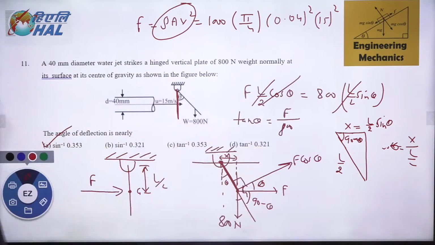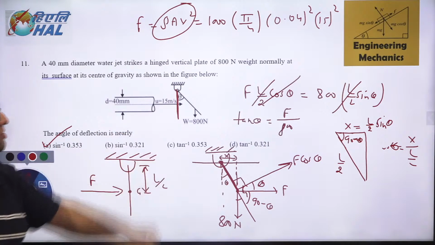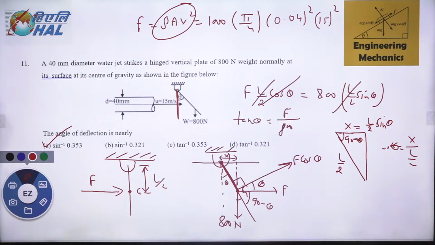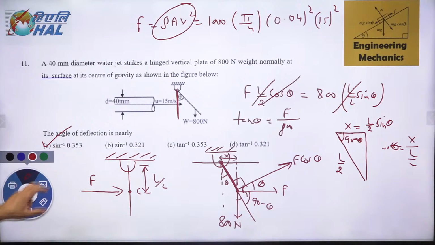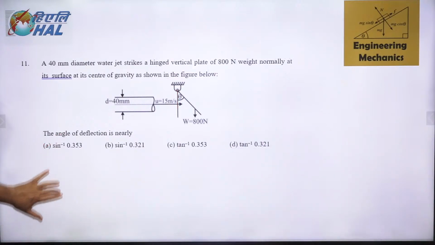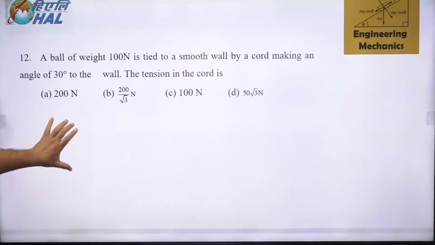This is a really good question. The only thing is you need to put the values and see what value you are getting. So there are forces acting. One force is this, and the other force acting is weight. So weight and these two forces are in equilibrium. Check what is the value coming. Either it will come tan inverse 0.353 or it will be sine inverse 0.353. Anyway, let's go for the next question now.